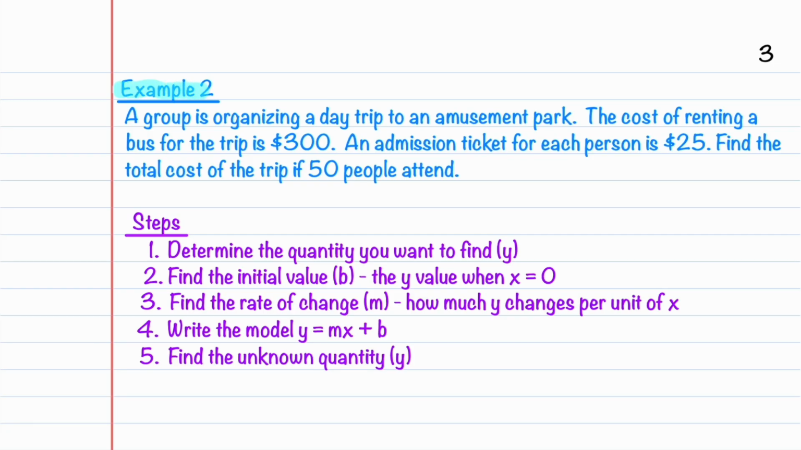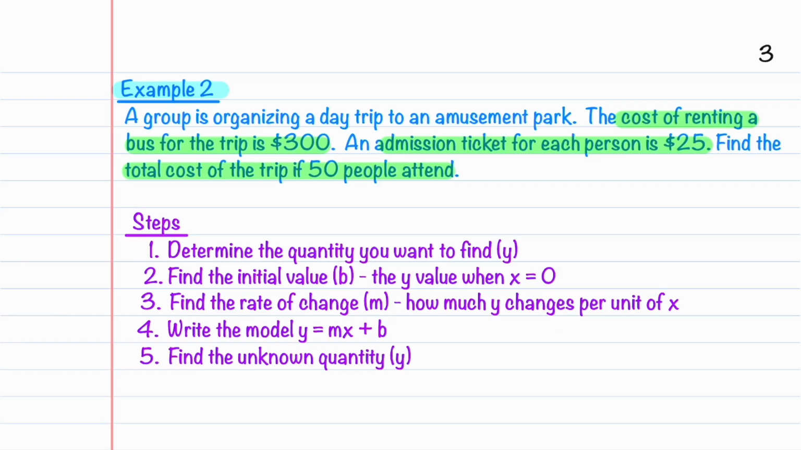In our second example, we have a group that's organizing a day trip to an amusement park. The cost of renting a bus for the trip, let's go ahead and underline that. The cost of renting a bus for the trip is $300. An admission ticket for each person is $25, and we want to find the total cost of the trip if 50 people attend.